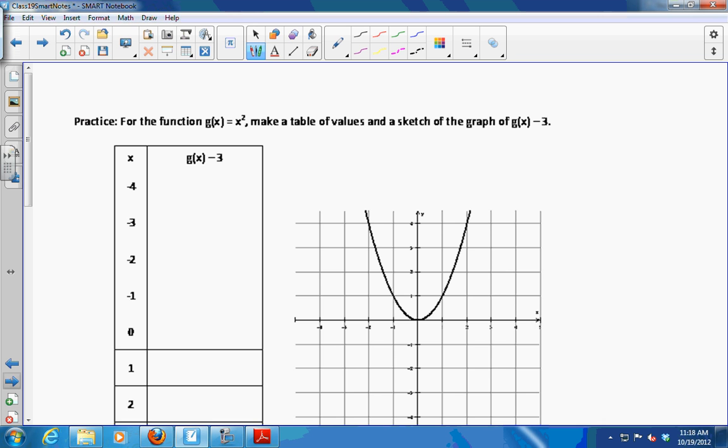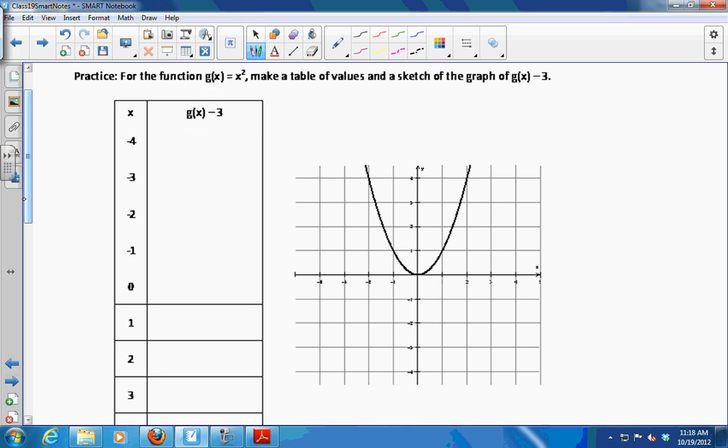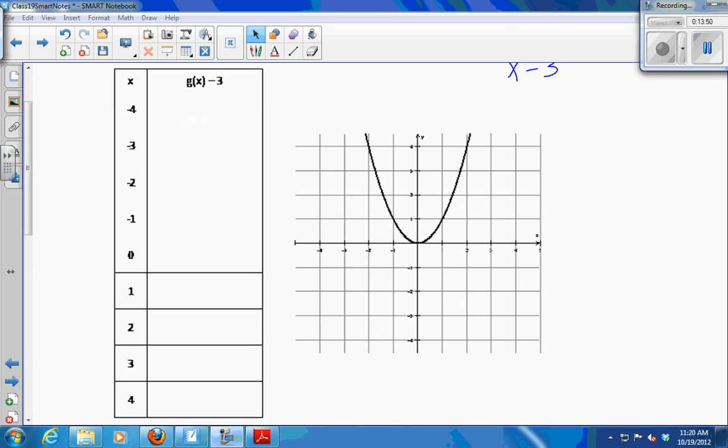So here's a graph of x squared. I want you to draw a graph of g of x minus 3, so that would be x squared minus 3. Without using your graphing calculator, I want you to just do an appropriate shift of this graph. And you can use the table as an aid if you want, but you don't have to. So basically, I have g of x minus 3, or x squared minus 3. I'm going to take the graph of x squared and shift it how? Down 3.